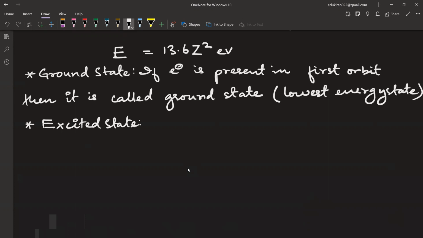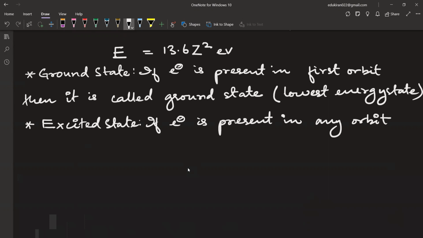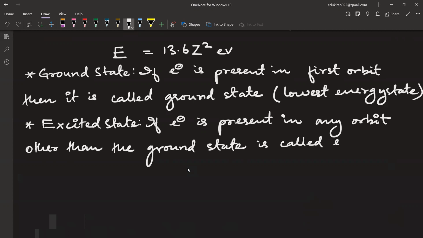If electron is present in any orbit other than ground state is called excited state.